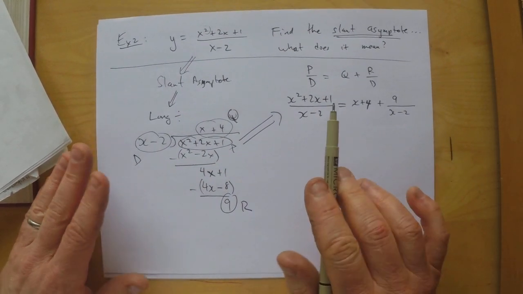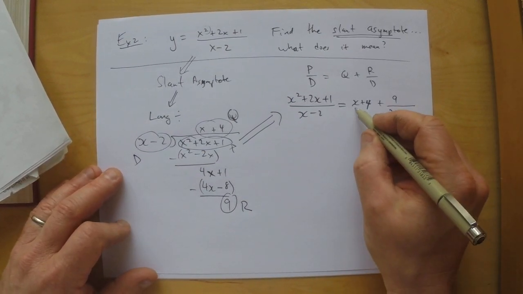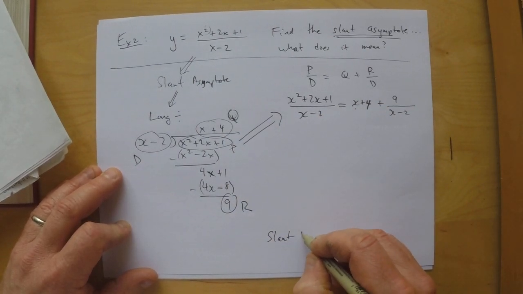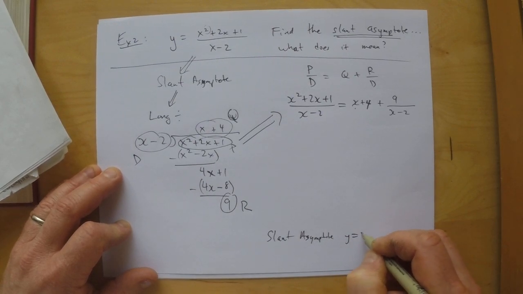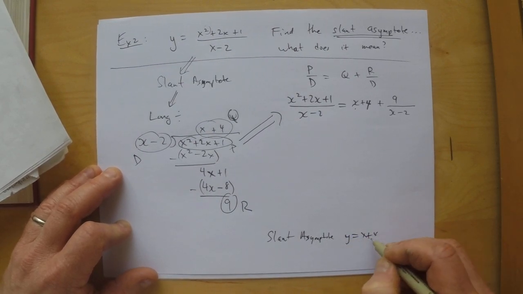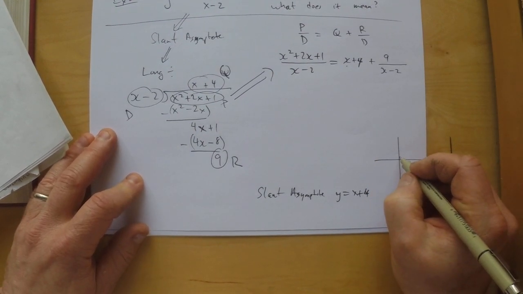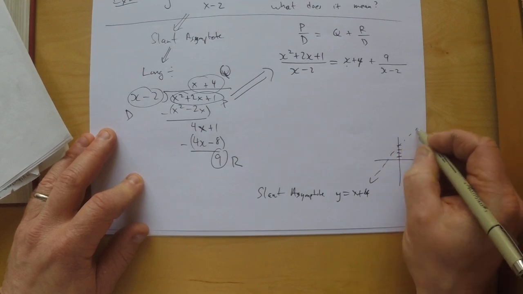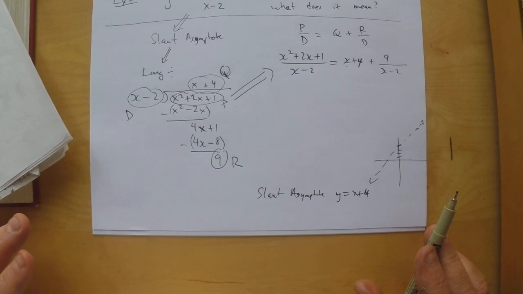So now all we've done is rewritten this. Now you know from Precalc 12 right away, you just look at the quotient part and go, hey, my slant asymptote is y equals x plus 4. And then you go into your little graph and go, okay, 1, 2, 3, 4. Do my slope of 1 up over 1. There's my slant asymptote. And then you would do your XY table to get more data.